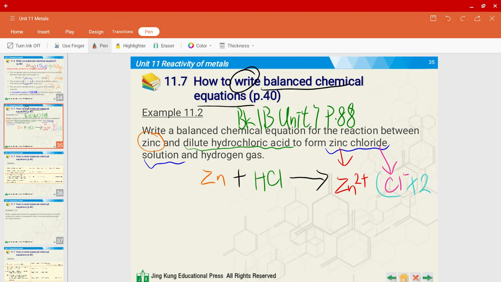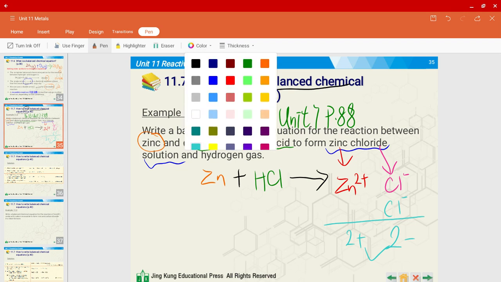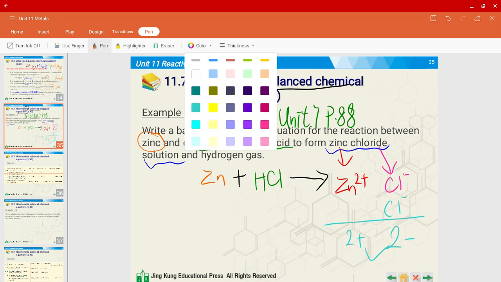So remember earlier I told you that you could do it in this way because the charges are not balanced. So I can do it like this. On the left hand side, the overall charge is 2+, and on the right hand side, the overall charge is 2-. These two are balanced out, no problem. And when we're going to write down the overall formula, let me use a different color. Let's say this one.